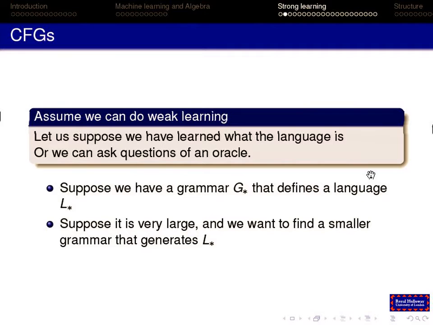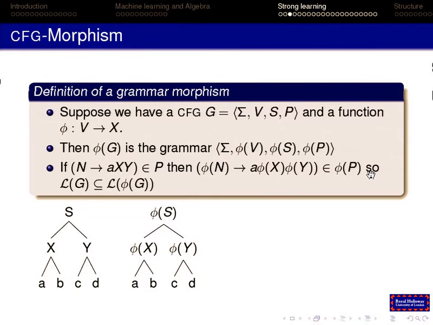So let's assume at the moment that we can do weak learning. We'll assume that we have some algorithm that can learn the right set of strings, and now we're interested in the problem of saying, what's the right syntactic structure? Suppose we have some fixed language, L star, and we have some grammar that defines this language. But suppose it's really, really big. It's redundant. We want to find something that's a bit smaller.